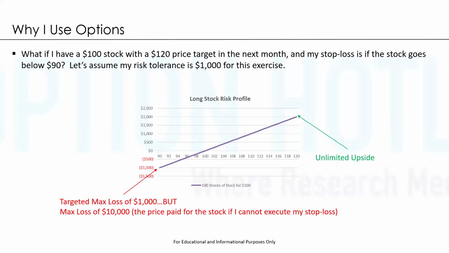Every dollar that the stock goes up is a dollar of profit. Every dollar the stock goes down is a dollar of loss when you own that stock, okay? If I have $10,000 in my account and I am willing to risk 10% of my account on one individual trade, which is a substantial amount, obviously, but let's just say that I'm willing to risk $1,000 for argument's sake here. Then I could buy $10,000 worth of $100 stock, also known as 100 shares.